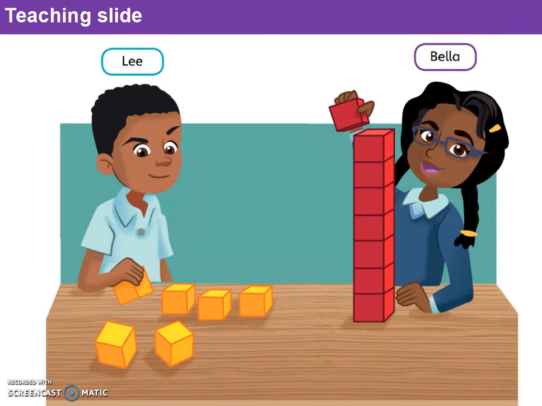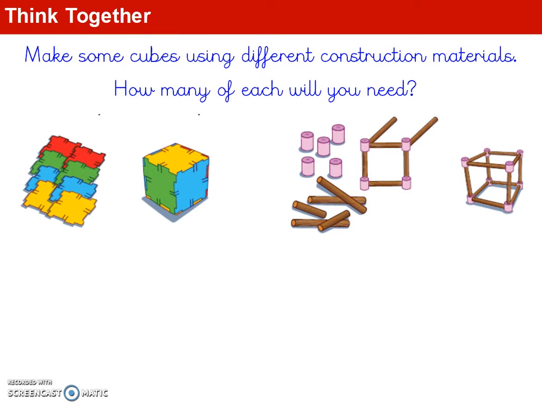So now we've explored a little bit more about the properties of 3D shapes and how we can use these to help construct them. Now it's time to start moving on to the rest of the questions in our textbook. So for our first Think Together, you're going to be making some cubes using some different construction materials.